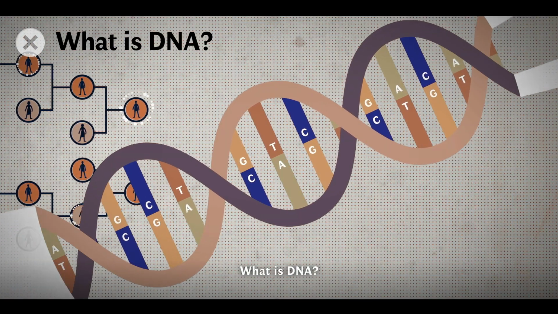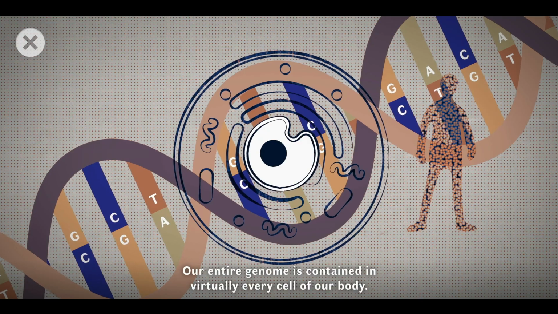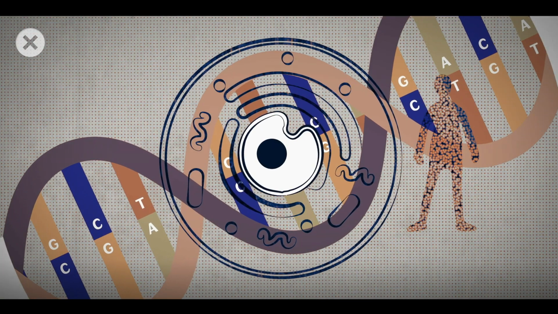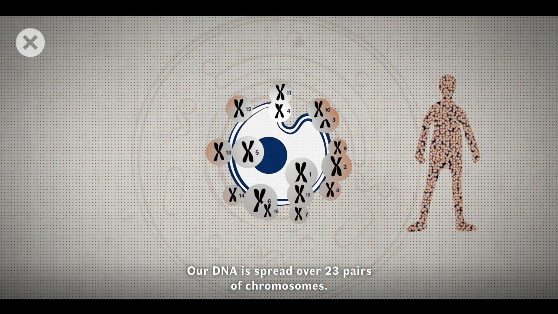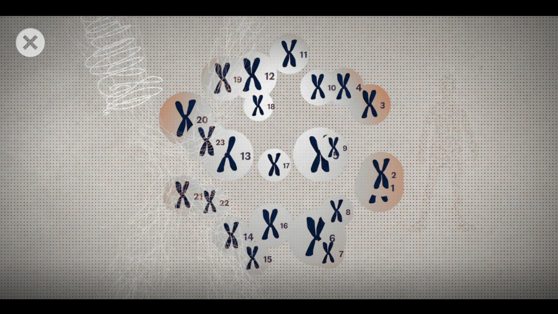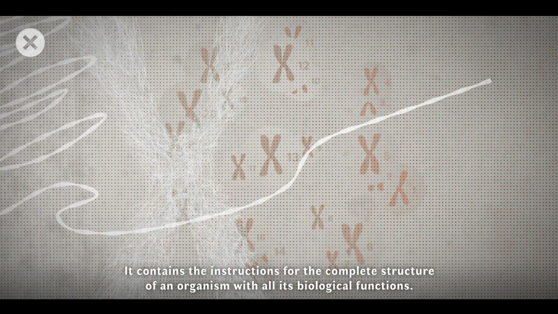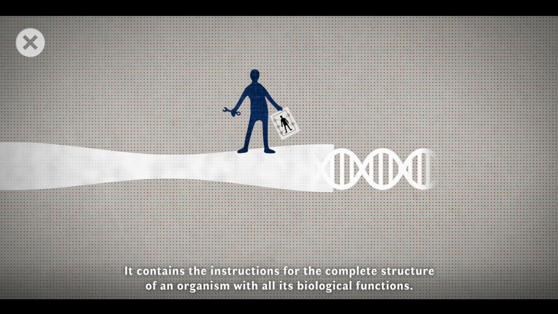What is DNA? Our entire genome is contained in virtually every cell of our body. Our DNA is spread over 23 pairs of chromosomes. It is a thread-like, tightly wound molecule. It contains the instructions for the complete structure of an organism with all its biological functions.